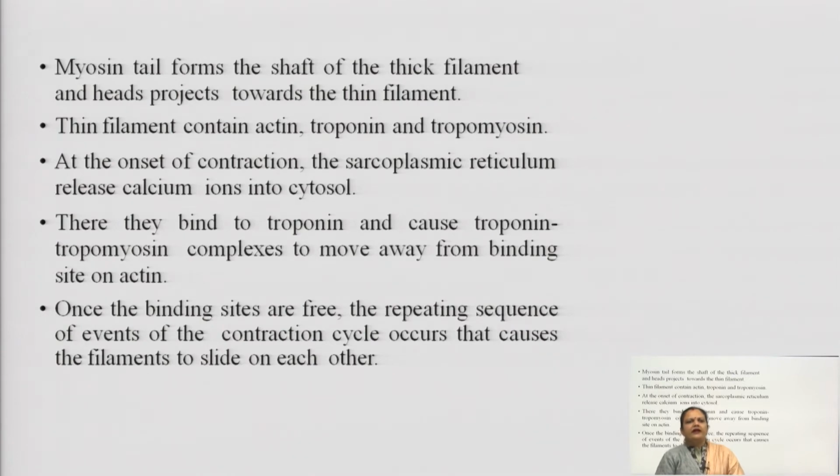There they bind, the excess calcium ions. Now, where does it go? It goes and binds to the troponin protein. In the presence of calcium ions inside the cytosol, the troponin protein binds to the tropomyosin and makes a troponin-tropomyosin complex, and this complex now moves away from the binding site of the thin filament, which is made up of actin protein.